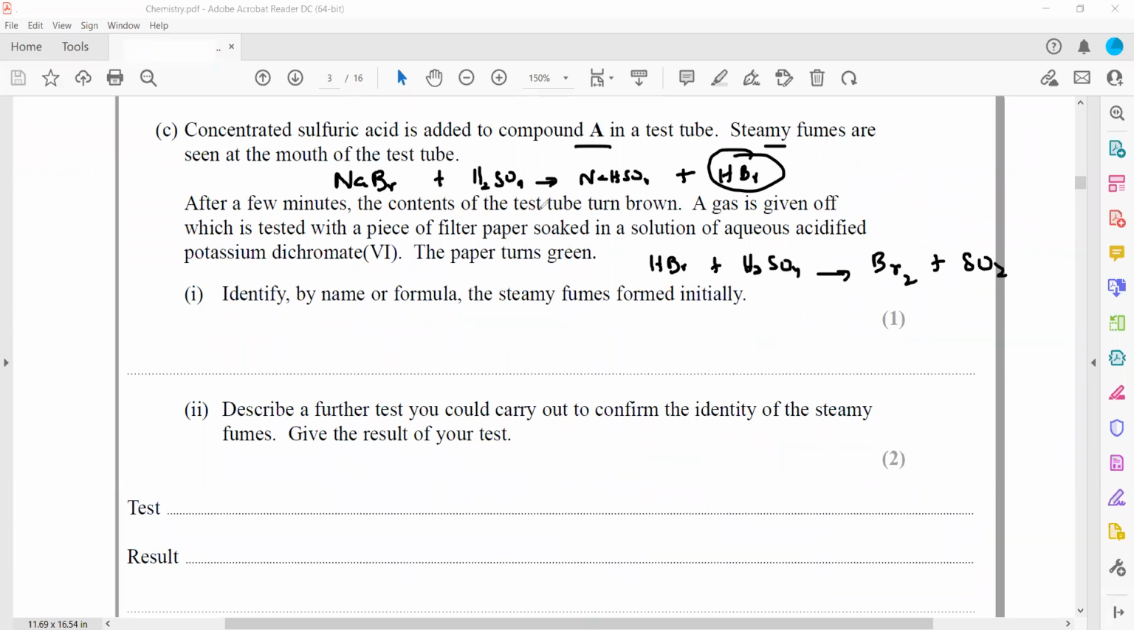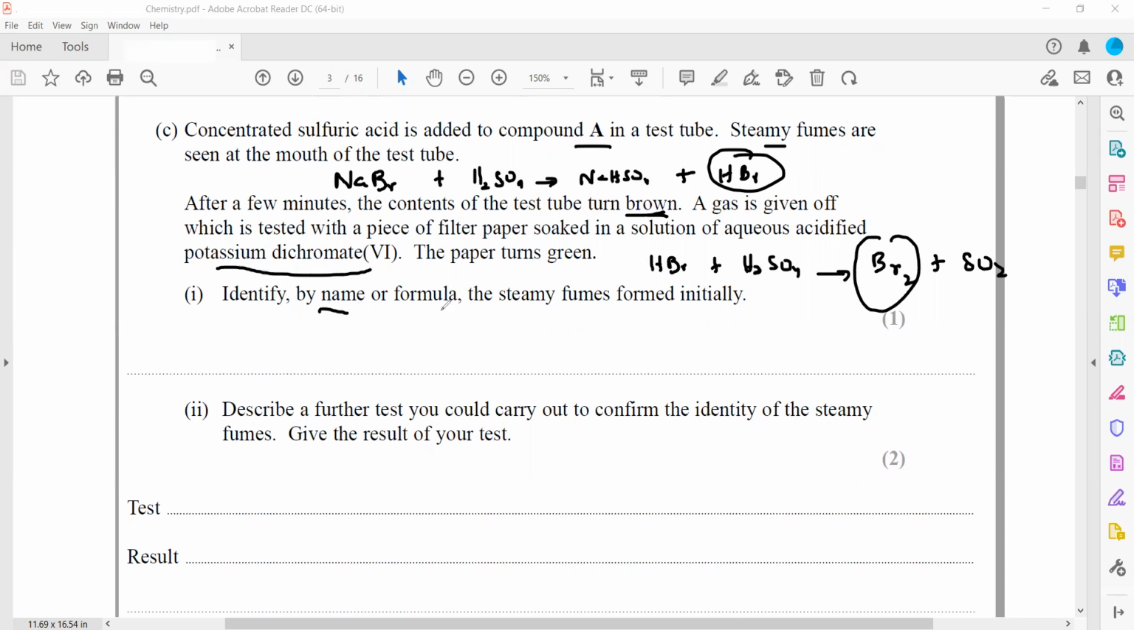So after a few minutes, the content in the test tube turned brown. So why did the content turn brown? Because of the formation of bromine. A gas is given off which is tested with a piece of filter paper soaked in aqueous acidified potassium dichromate. It will turn from orange to green.